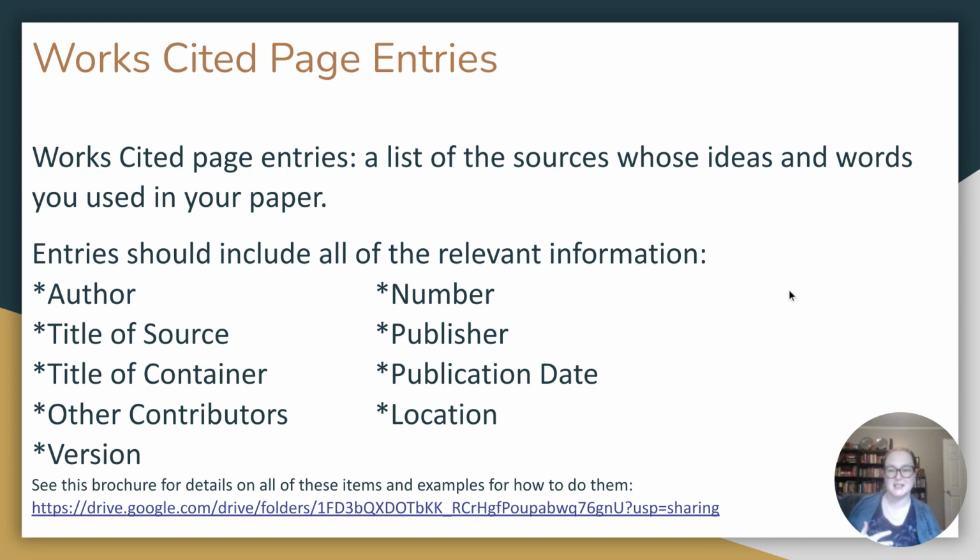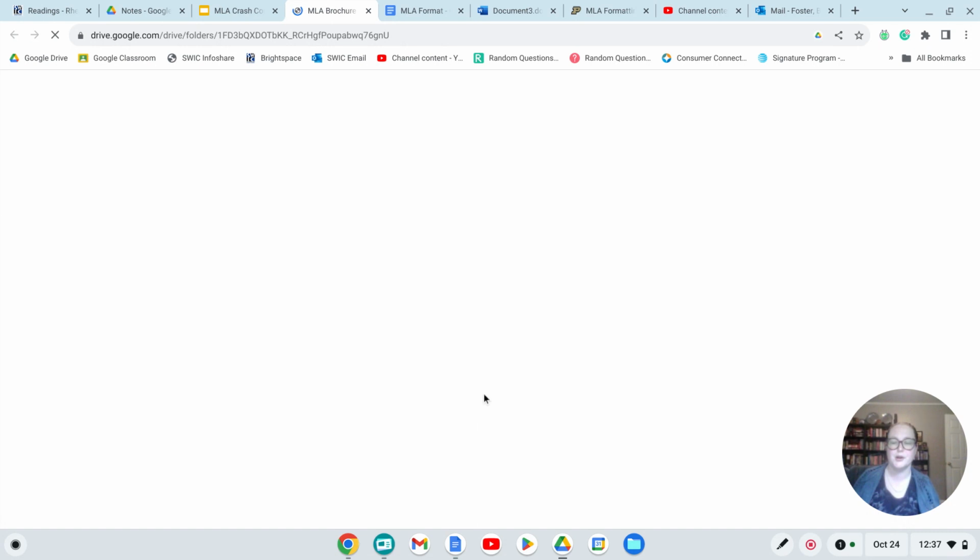Publication date, and location. And location doesn't mean where it was published. It more means where you can find it. So that's where you would put the URL if you decide to put URLs. I don't require you to put a URL into your works cited page entries, but if you want to have it there, you can.